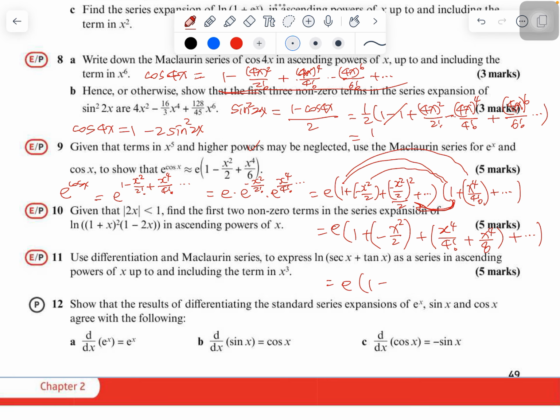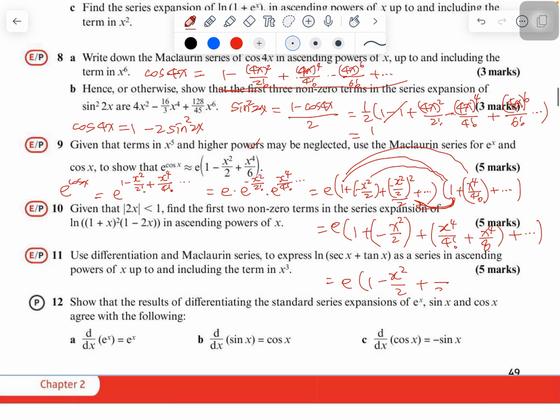E, 1 minus x squared over 2 plus, 4 factorial is 4, 3, 2, 1, 24. So 24 and here 20 and 3, 4, x to the power of 4, blah, blah, blah. So now this is the answer.